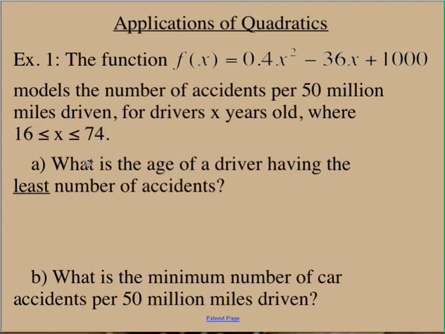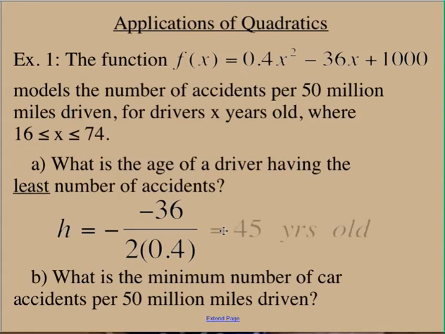The first thing it asks is, what is the age of a driver having the least number of accidents? This word least should be a red flag that we are looking to find the minimum of the parabola. So we plug into the formula: h equals the opposite, so this is always going to be there, and then we plug in our b value, which is negative 36, over 2 times a, which is 0.4, and when I simplify that, I get 45 years old. That's the age of the driver having the least number of accidents.